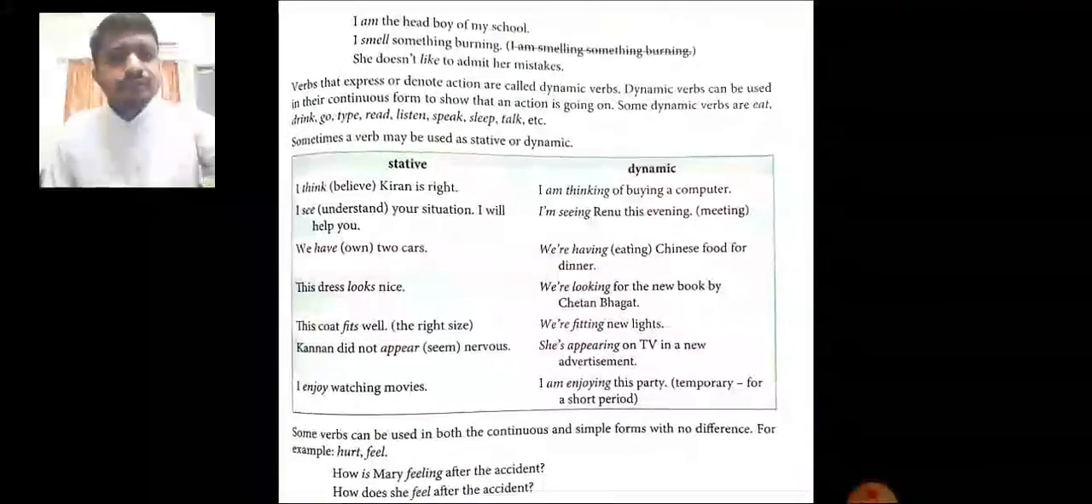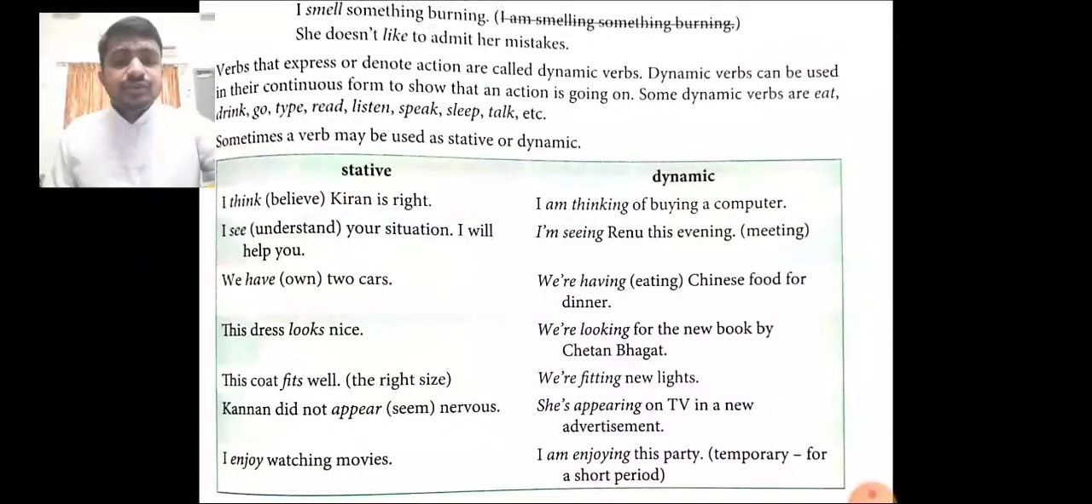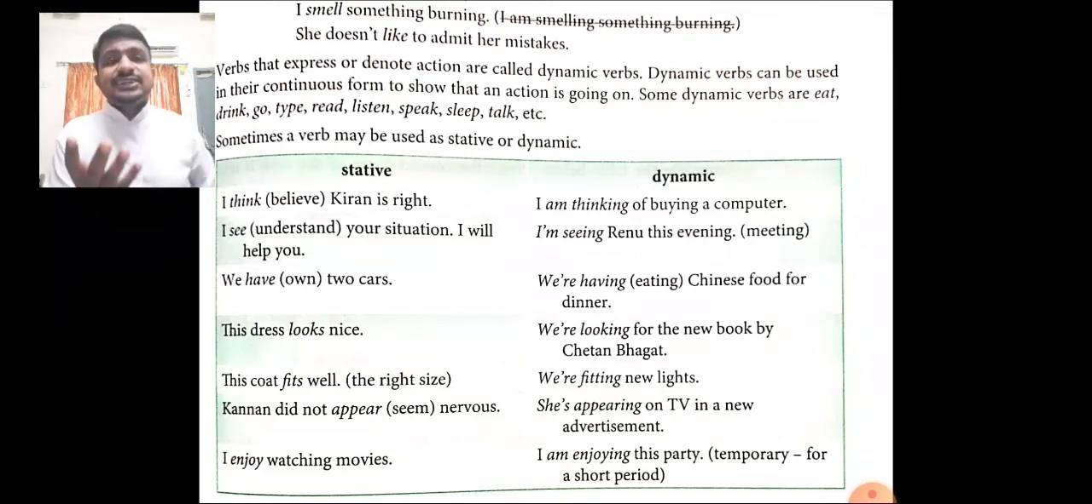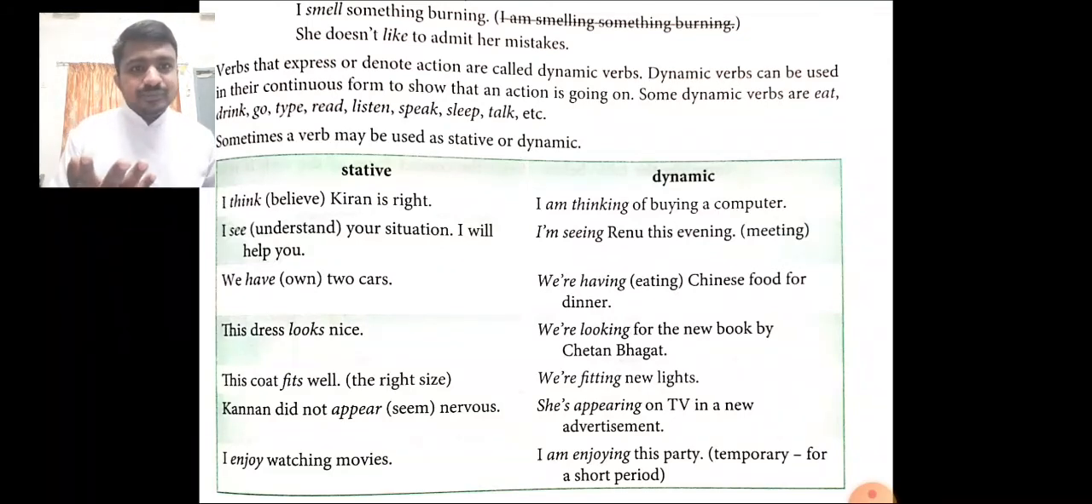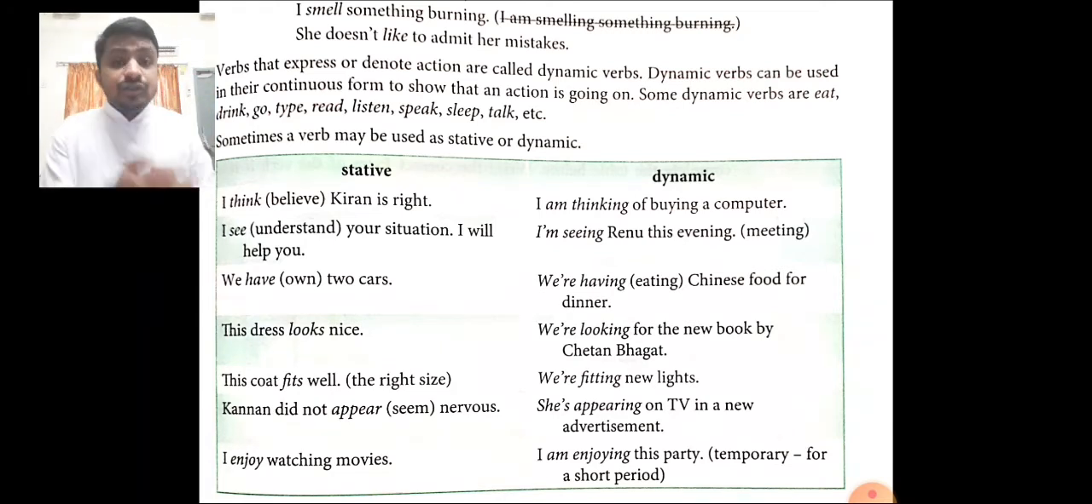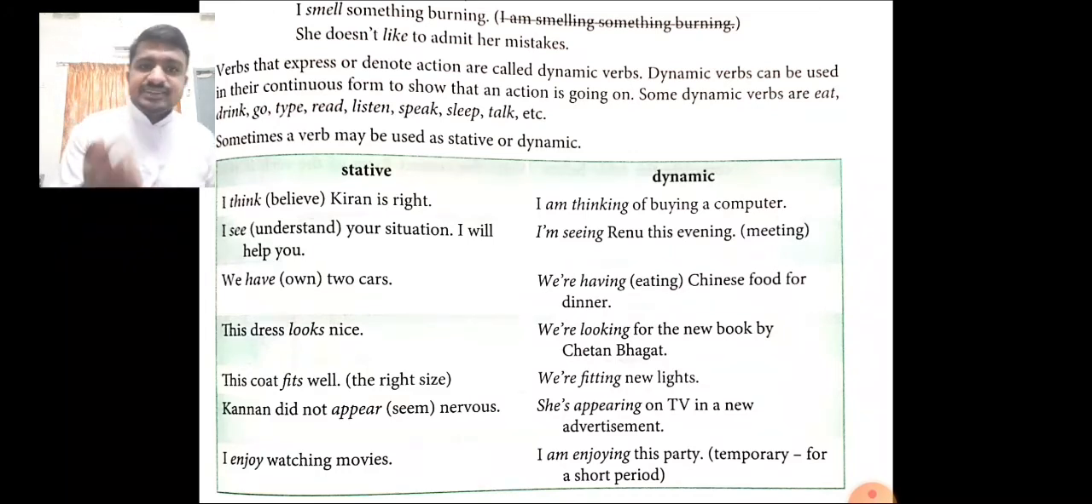Now, what do you mean by the dynamic verbs? Verbs that express or denote action are called dynamic verbs. Suppose you are doing some actions, so those verbs are called the dynamic verbs. For example, eat, drink, go, type, read, listen, speak, sleep, etc. All these are your actions.